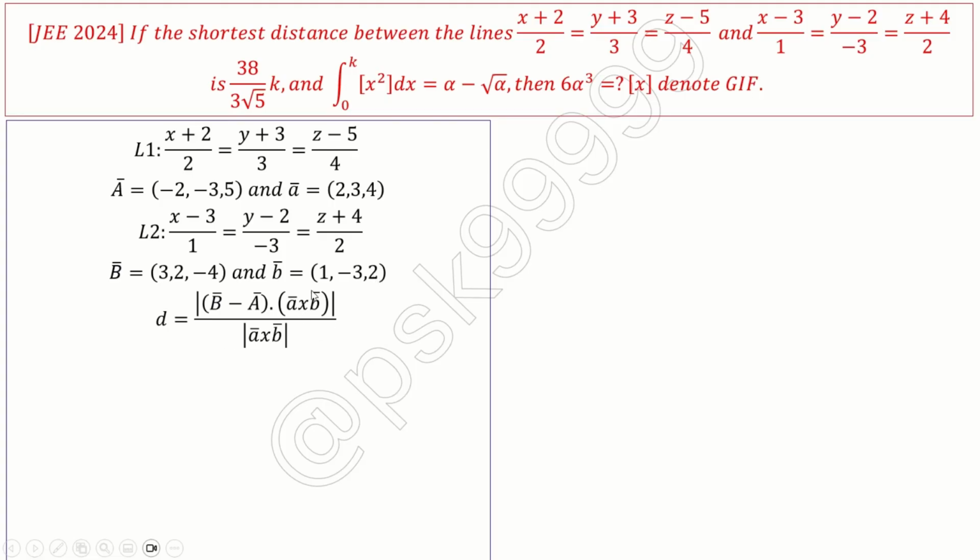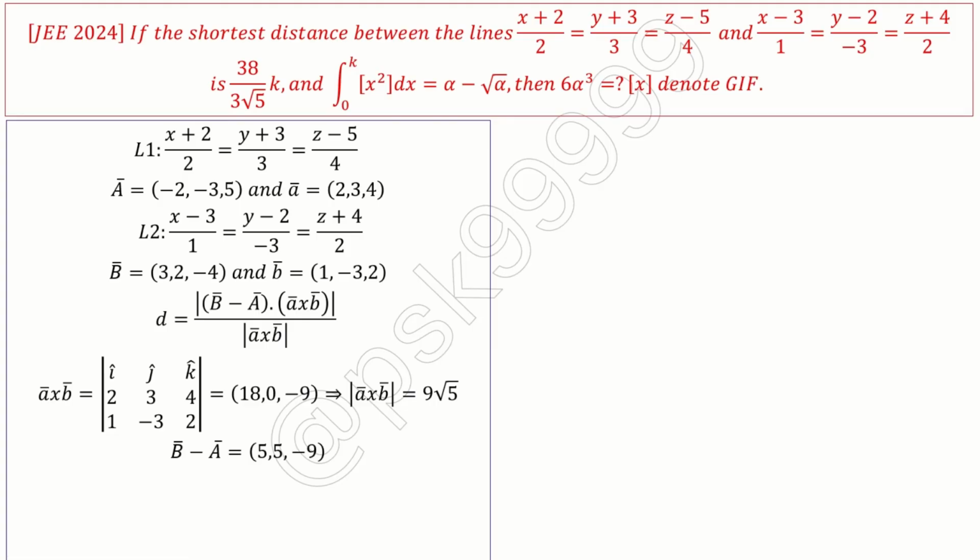So first thing I should find out is a bar cross b bar. You will find it from the matrix determinant: i j k, with a as 2, 3, 4 and b as 1, -3, 2. I'll get 18i + 0j - 9k, so that is 18, 0, -9. My modulus of this is the square root of 18 squared plus 9 squared, which is 9√5. Now I have all the info.